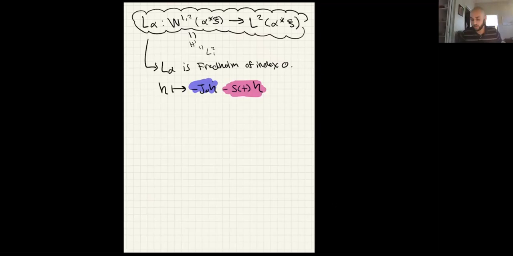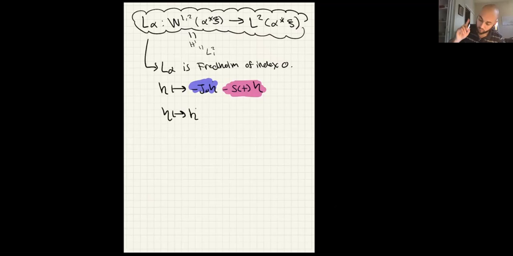So then you can look at the map that just sends eta to its weak derivative. This is Fredholm of index 0. You can actually compute that the kernel and the cokernel are both 2n-dimensional, so it's kind of nice. But either way, we have a Fredholm operator.